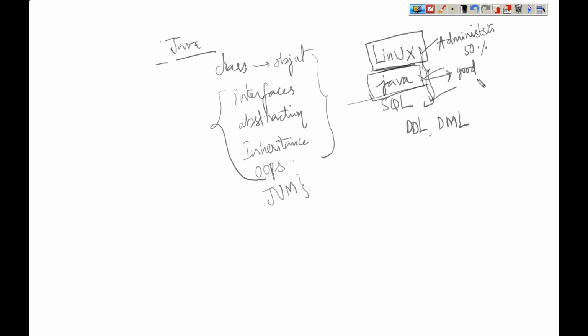And coming to SQL, already you are good at SQL. So I say 50%. And for Java, I cannot give a percentage, because it's a programming language. But still, if I can give, some 50 to 60%.